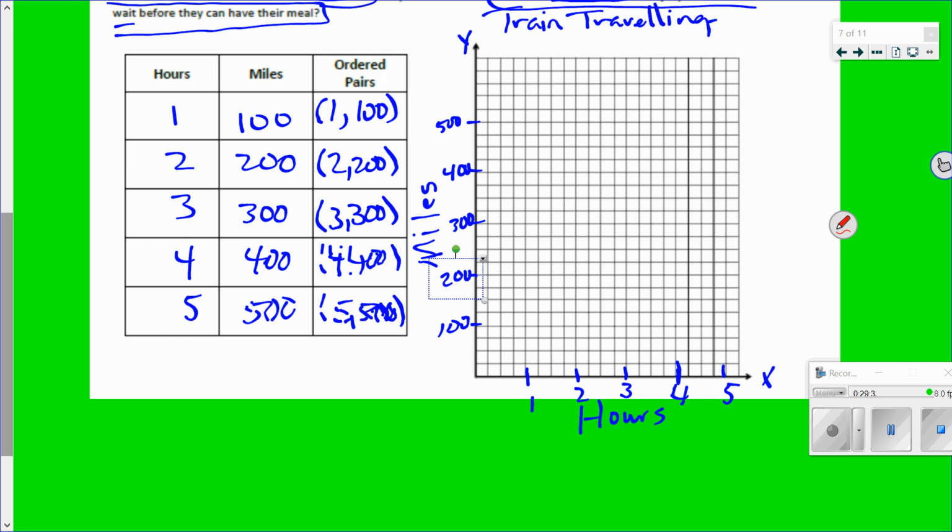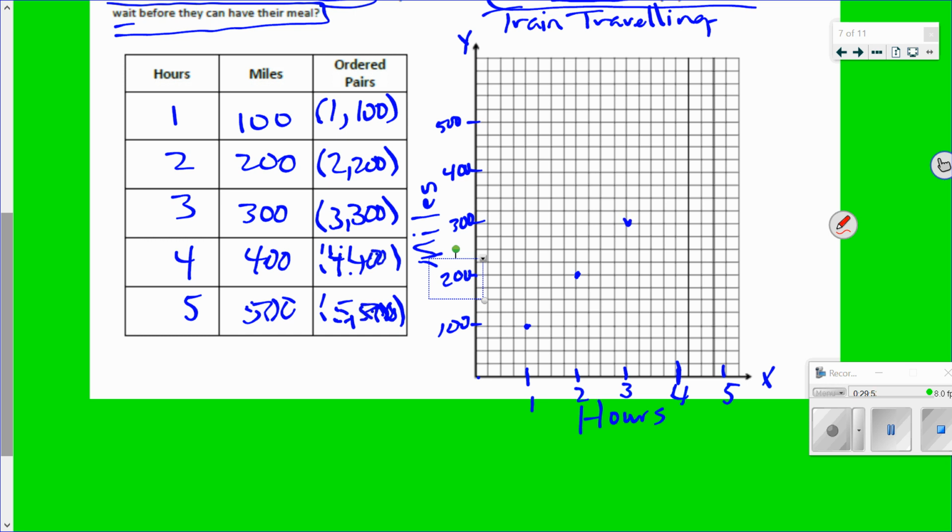So, where do I start to plot my points? The origin. Good job. So I start at the origin. I go over to 1, up to 100, I make a dot. I go back to origin. I go over to 2, up to 200, I make a dot. I start at origin. I go over to 3, up to 300, I make a dot.